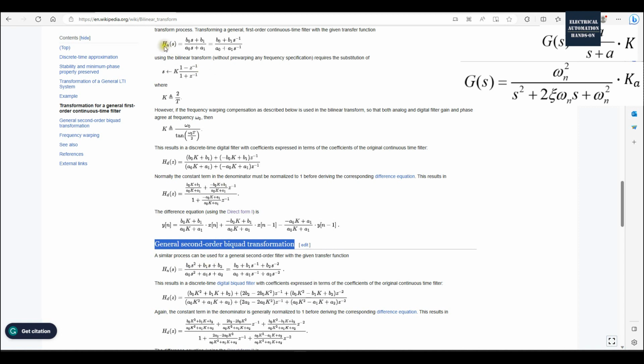You will see that if you have this first order transfer function here, then for your difference equation, you can directly use this format here. Then you can substitute all the parameters from your S domain, use them directly, and directly calculate this ratio here.